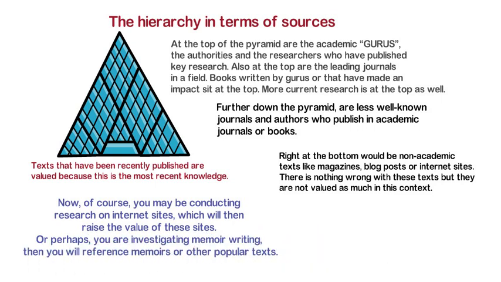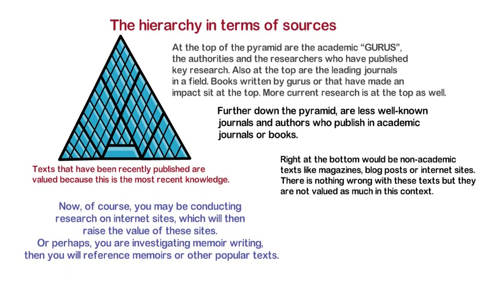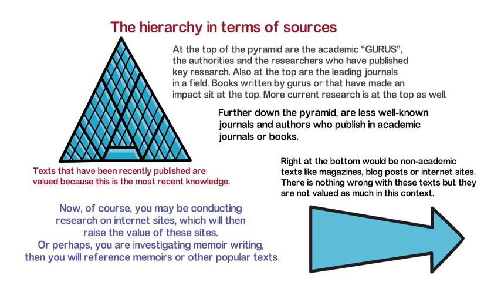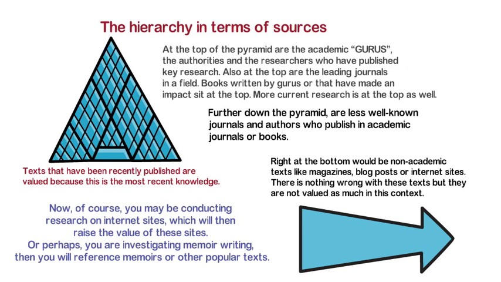Now, again, these are guidelines. So if you are conducting research on internet sites, then the value of internet sites would be important for you. The same thing if you were researching memoirs, then popular texts would be important for you. And if a well-known thinker in the field was writing a blog post, then you could use that as a source.